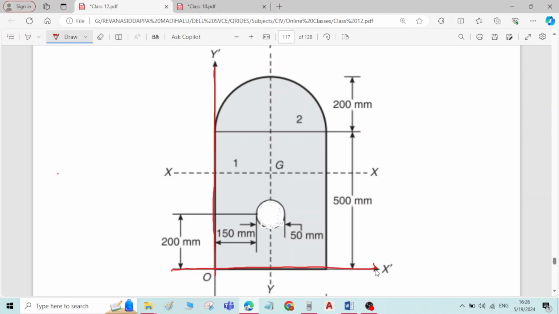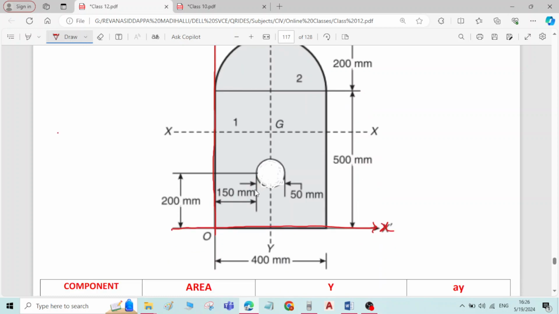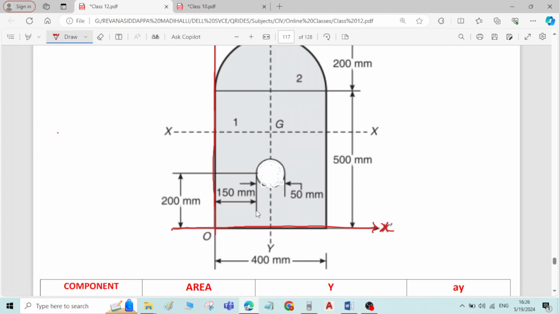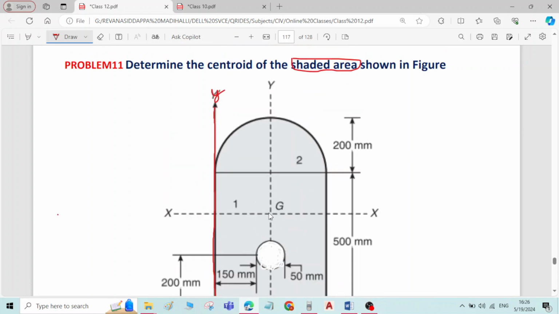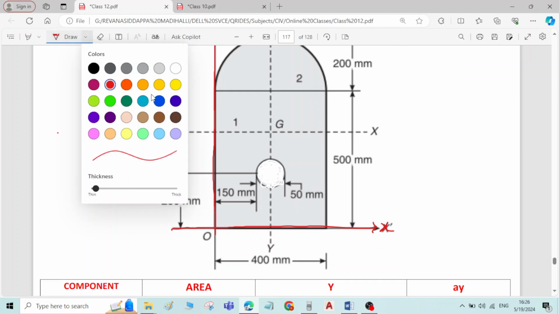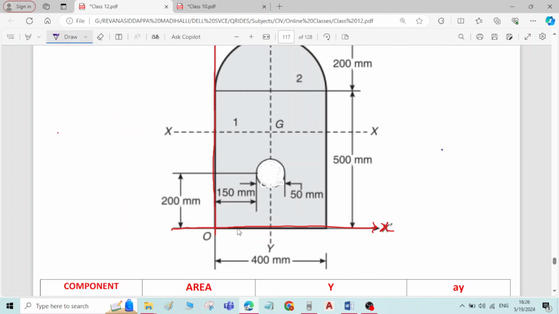This is the reference x axis and this is the reference y axis. Then coming to the symmetry, the figure is symmetric about the y axis, right? Here you can see the dotted line is the centroidal y axis. This y axis divides the figure into two equal parts. Therefore, the figure is symmetric about the y axis. If the figure is symmetric about the y axis, then x bar is known. X bar is equal to, see, overall width is 400, 400 by 2.